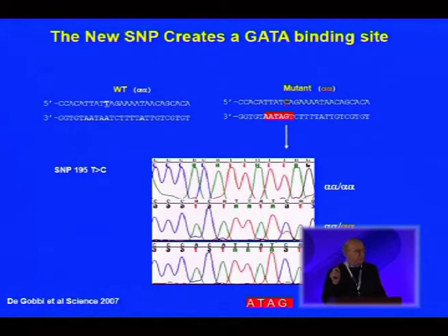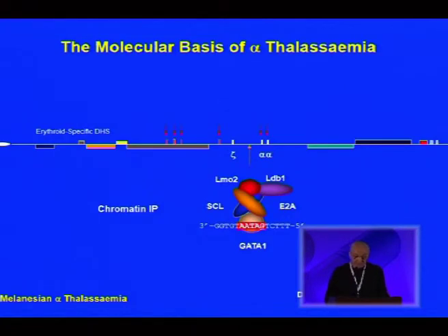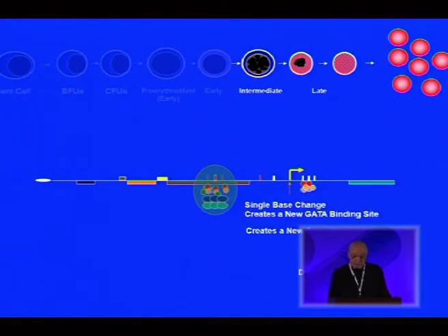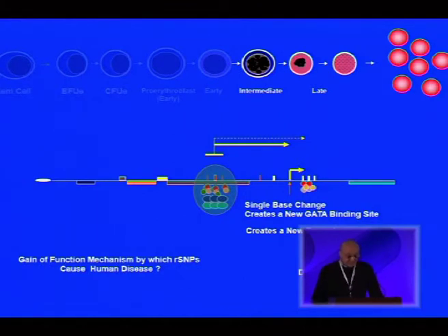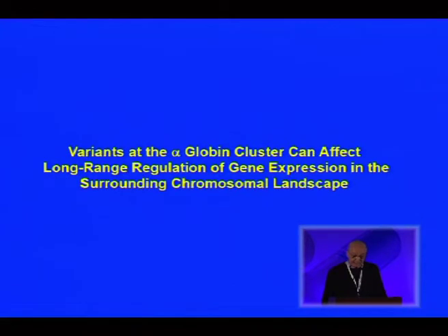So a new transcription factor binding site was brought in, and that's the cause of this disease, because that recruits all of the other factors that I've told you about to create what we think is a new DNase hypersensitive site, which corresponds to a new promoter lying upstream of the alpha-globin genes. And so what we think happens is that the new promoter steals the activity from the upstream regulatory elements, and there's not enough activity left to drive alpha-globin expression normally. And we think that's a gain of function mechanism by which regulatory SNPs may cause many human diseases, and it will be very interesting to see how many mechanisms fall into this category in the future.